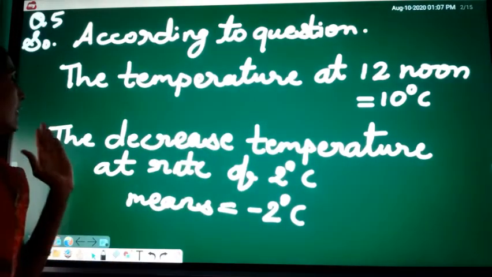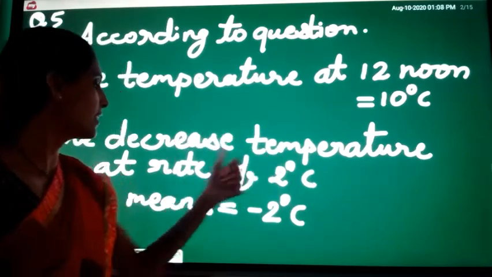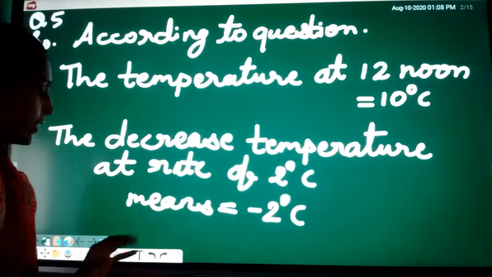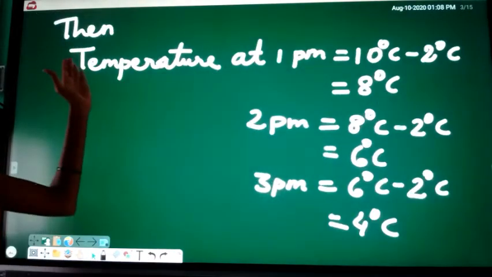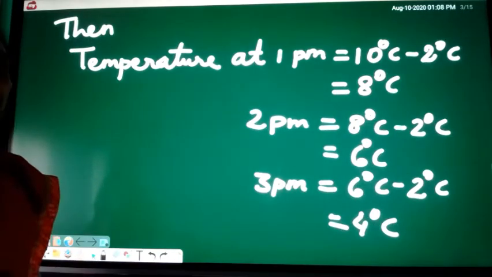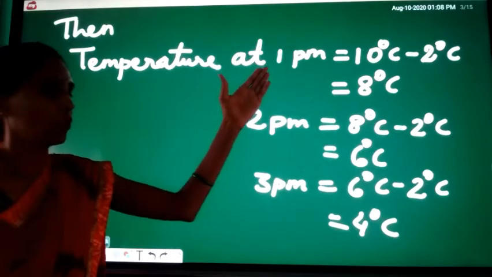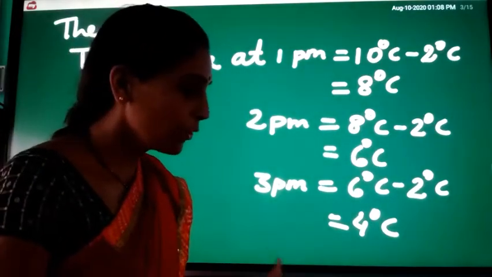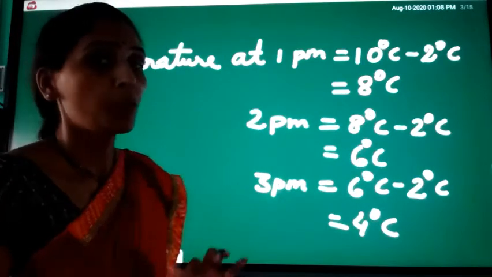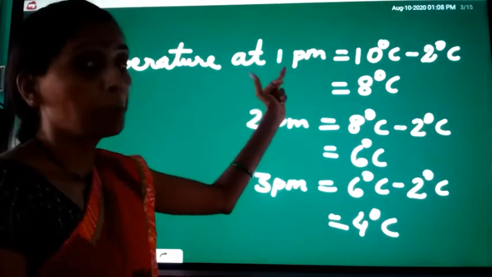Okay. Then the temperature decreases at the rate of 2 degrees Celsius. It is decreasing, it means -2 degrees Celsius. Now we will find the temperature till 12 midnight. So we'll start from 1 o'clock because in the question we are already given the temperature at 12 noon, 10 degrees Celsius. So from 10 degrees Celsius we will subtract 2 degrees Celsius. Then we will get the temperature at 1 p.m.